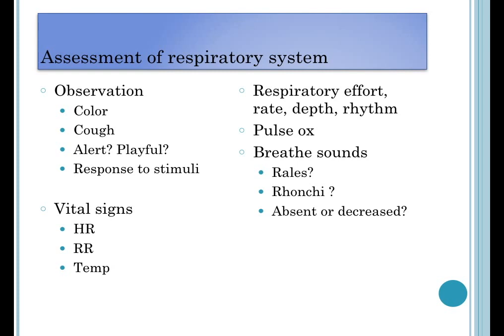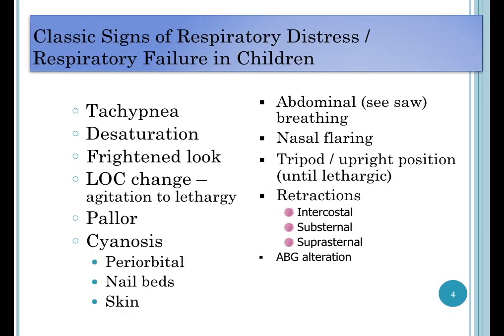Look at their pulse ox, and finally, we're going to put the stethoscope on the child's chest, and we're looking for these adventitious sounds. You're also going to assess whether the breath sounds are absent or diminished. Listed below are the classic signs of respiratory distress that can lead to respiratory failure in children, and you need to be able to recognize these and immediately begin interventions to avert a disaster.